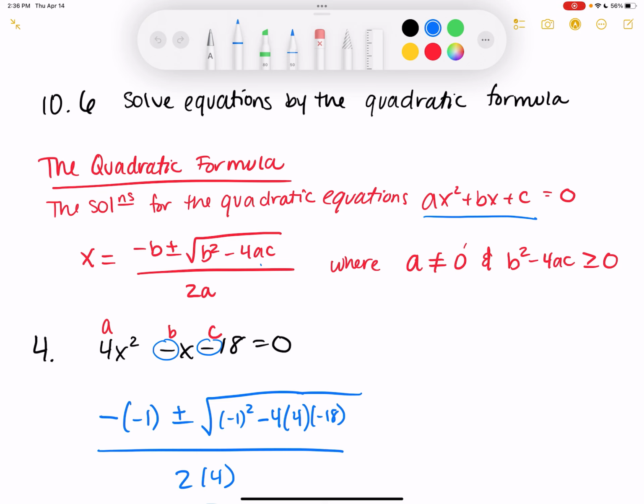A, B, and C correspond to the numbers in front of the variables, or C is just the constant term that doesn't have a variable with it. So we just take those numbers literally out of the equation given to us and plug them into this formula, paying attention to the signs on them, and then we just solve it down. We're always going to have two answers because there is a plus or minus here. Remember, when we're taking the square root of something, it's plus or minus when we're solving.